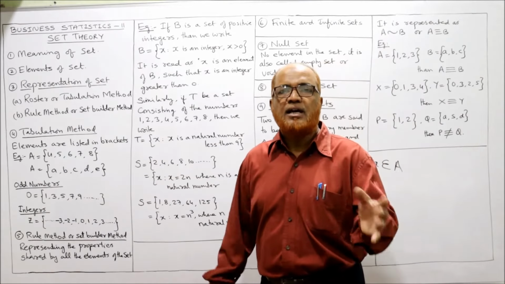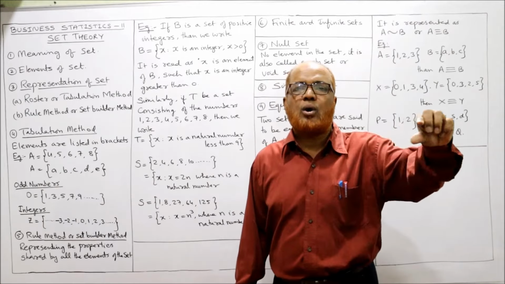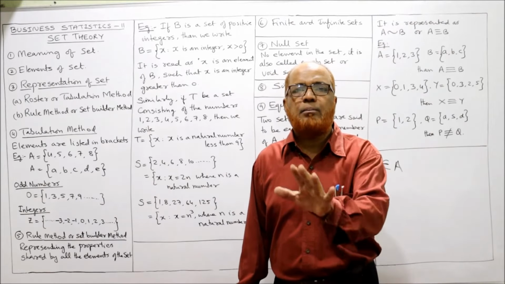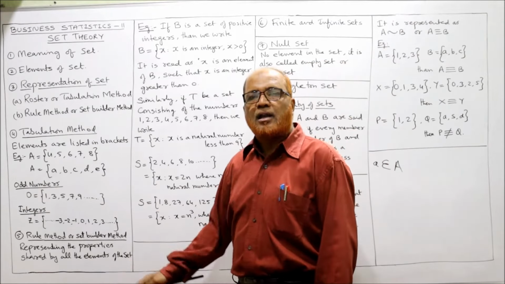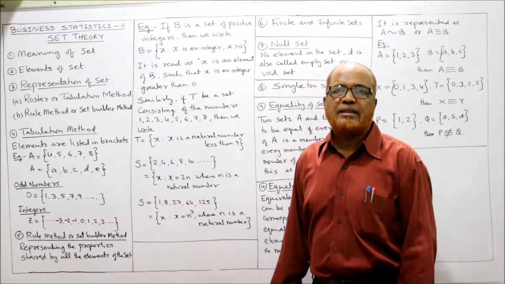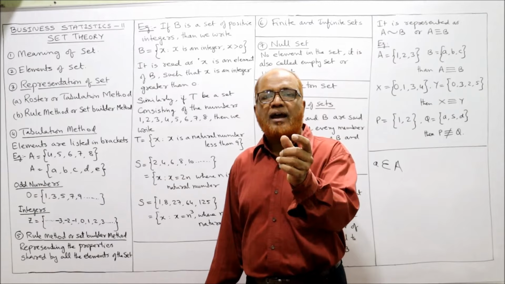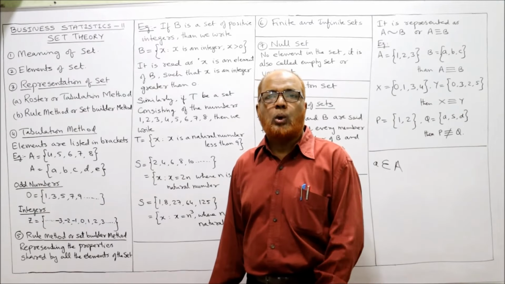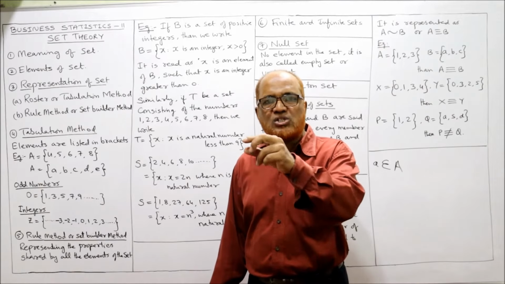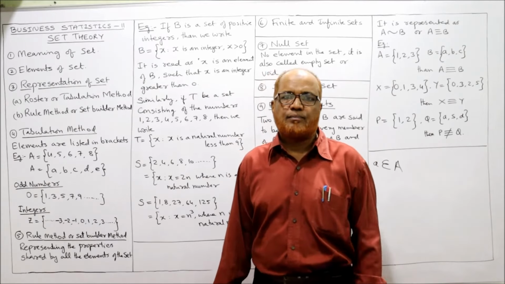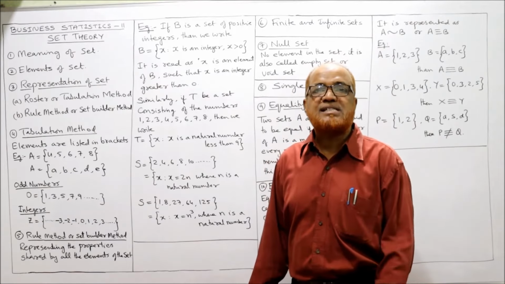So what is the tabulation method? It's a method of representing the set where we list down all the elements in bracket. That's it. With examples I've explained. Now the second method is rule method or set builder method. In this rule method, we write down the property or rule which is satisfied by all the elements of the set.